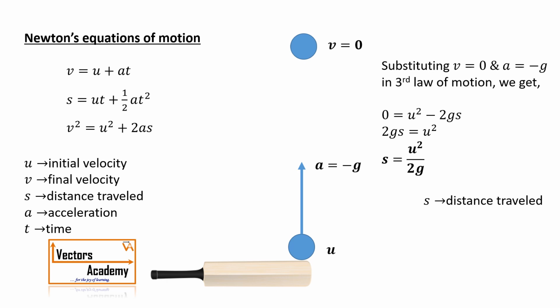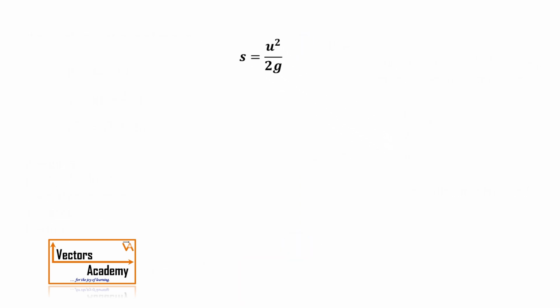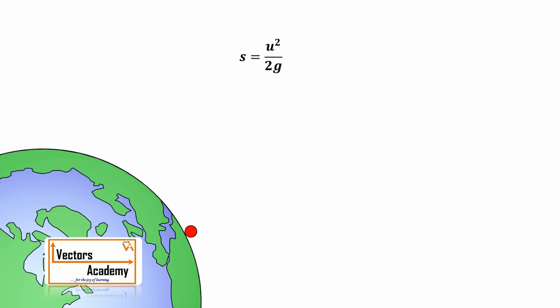Now, s is the displacement and u is the initial velocity. You can see the displacement or the height attained by the object is directly proportional to the square of the initial velocity. It means the more the initial velocity, the more height the object will gain. Now, using this concept, if you look at any object on the surface of the earth and we throw it with a certain velocity, it will go up and come down on the earth. And as we increase the velocity, the height also increases.